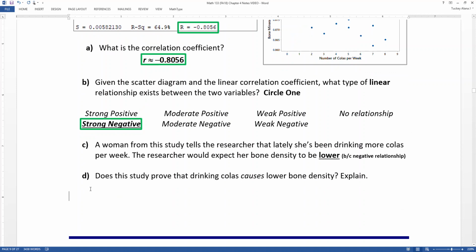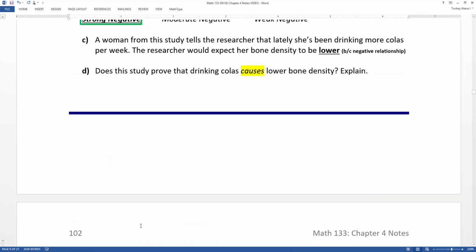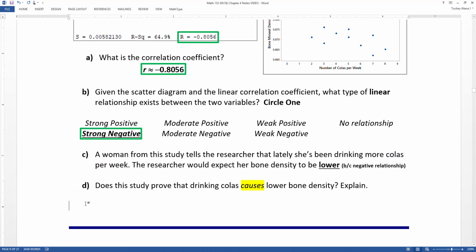Does the study prove that drinking colas causes, that's a warning sign, lower bone density? And the answer is no, it does not. And the reason being because this is an observational study. The researcher didn't randomly assign colas to people. She was observing what they were already drinking.